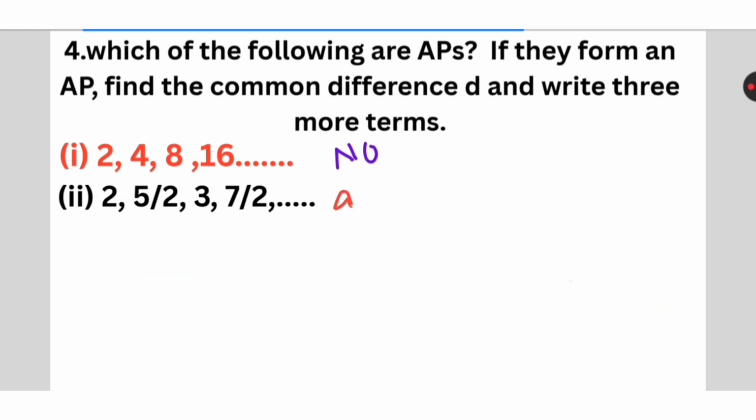The first term is 2, that means A is 2. The common difference is 1 by 2. The common difference is the same for all the terms. That's why it forms an arithmetic progression. So here the answer is yes, it forms an arithmetic progression. So if it forms one, we need to write 3 more terms.